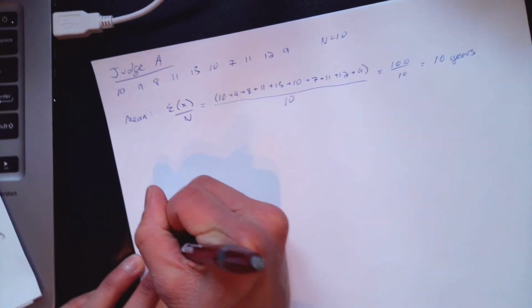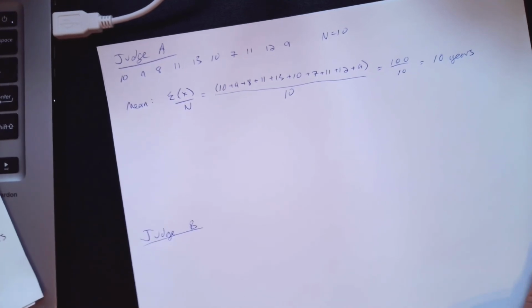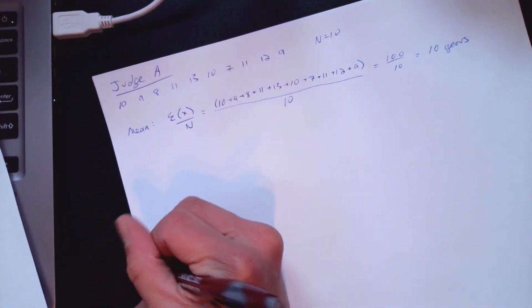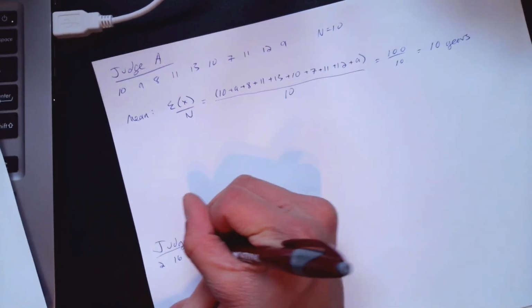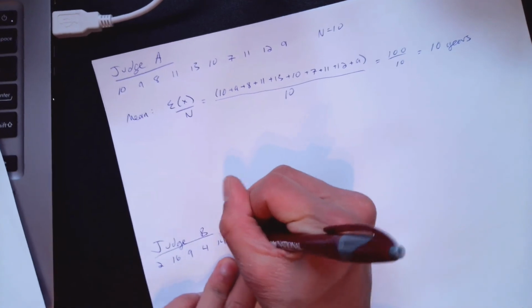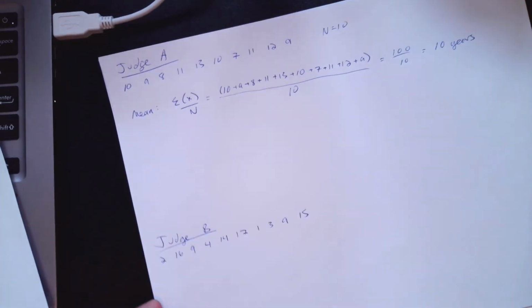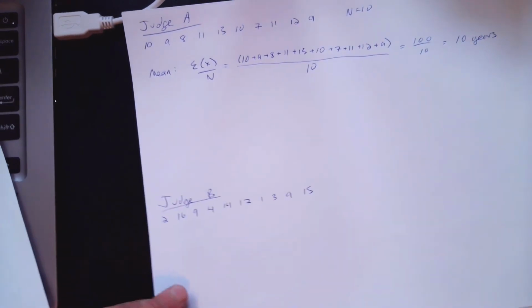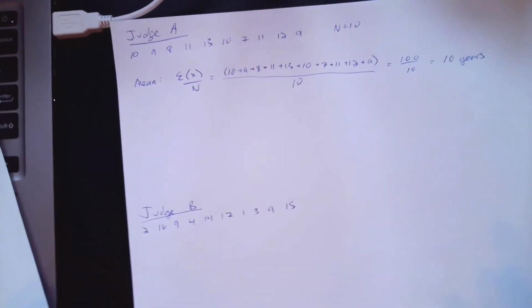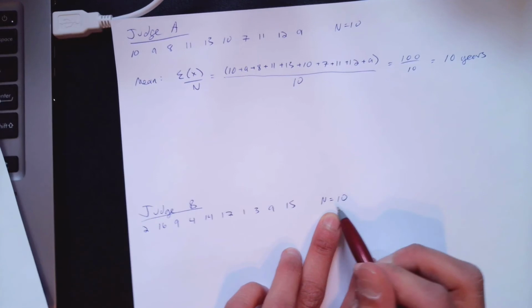All right, and we'll do the same thing for Judge B. So the first thing we're going to compare them on is the average sentence that they assigned. So Judge B, again, our sentence lengths here are 2 years, 16 years, 9 years, 4 years, 14 years, and so on. All right, so these are the sentences assigned by Judge B. And again, we're looking at the last 10 sentences assigned. So we have 10 observations total.